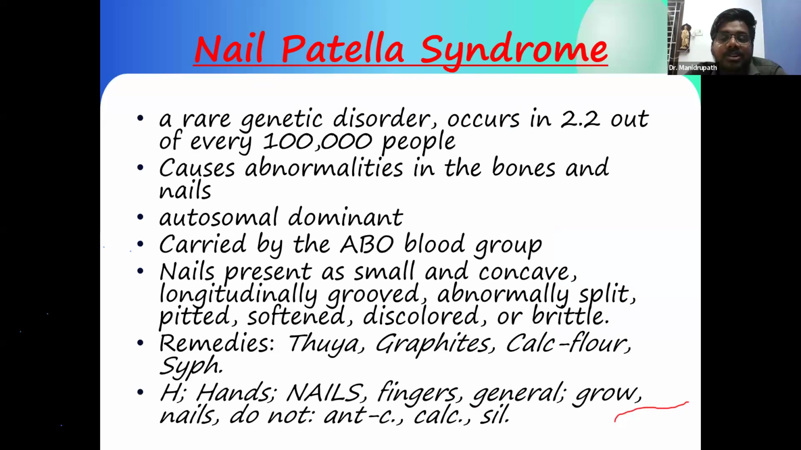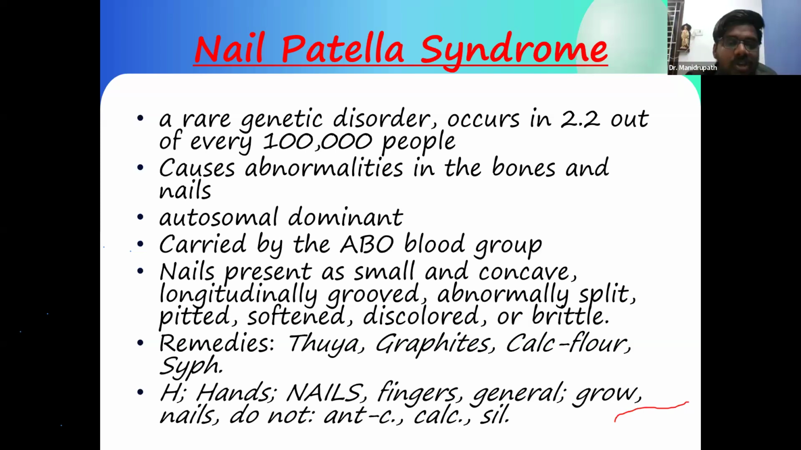Next, nail-patella syndrome. A rare genetic disorder, occurring in 2.2 out of every 1 lakh people. It causes abnormalities in the bones and nails. Autosomal dominant, linked to the ABO blood groups. Such nails present as small and concave, longitudinally grooved, abnormally split, pitted, softened, discolored, or brittle. The remedies that come to the rescue are Thuja, Graphites, Calcarea fluorica, and Syphilinum.